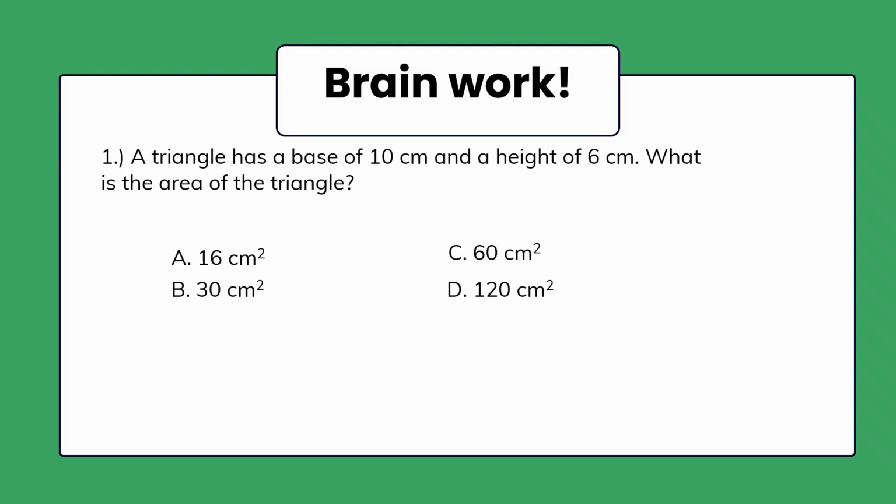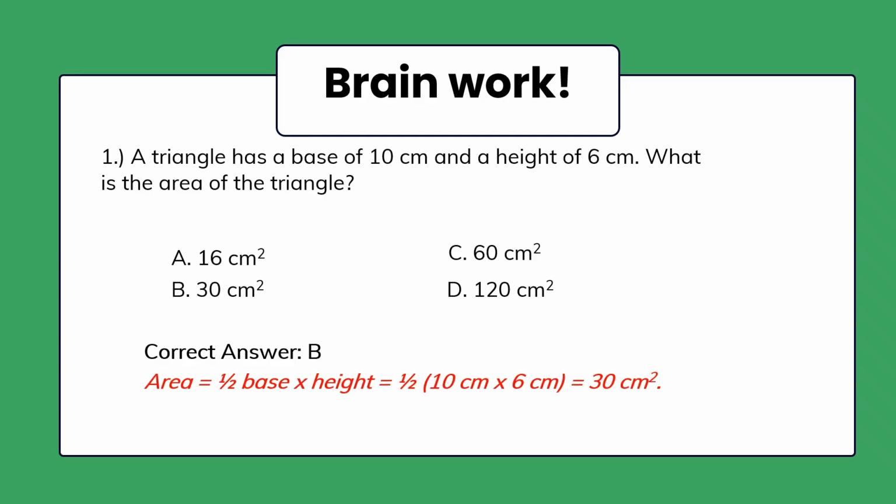What is your answer? Alright, the correct answer is 30 square centimeters, letter B. So how do we get letter B, or the 30 square centimeters? By using the formula to find the area of a triangle, which is base times height divided by 2. So we have 10 centimeters times 6 centimeters, which is equal to 60 square centimeters, and divided by 2, the final answer is equal to 30 square centimeters.